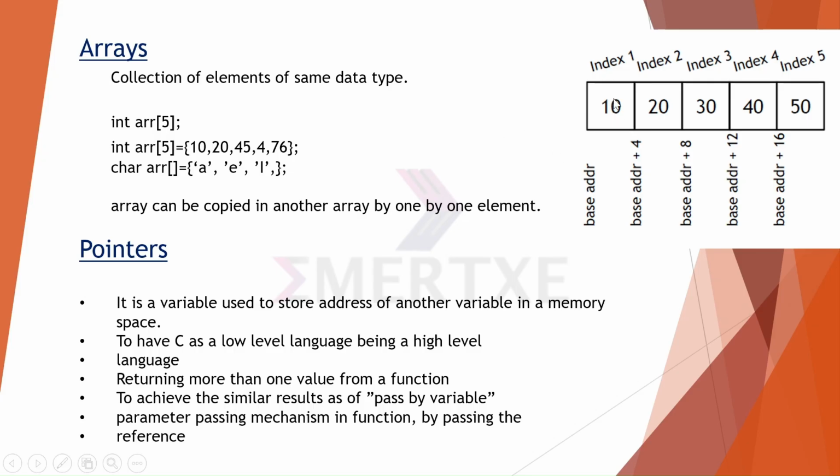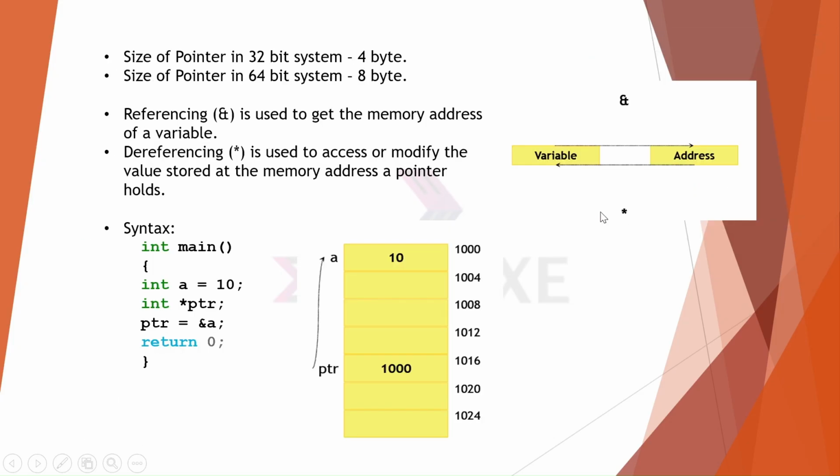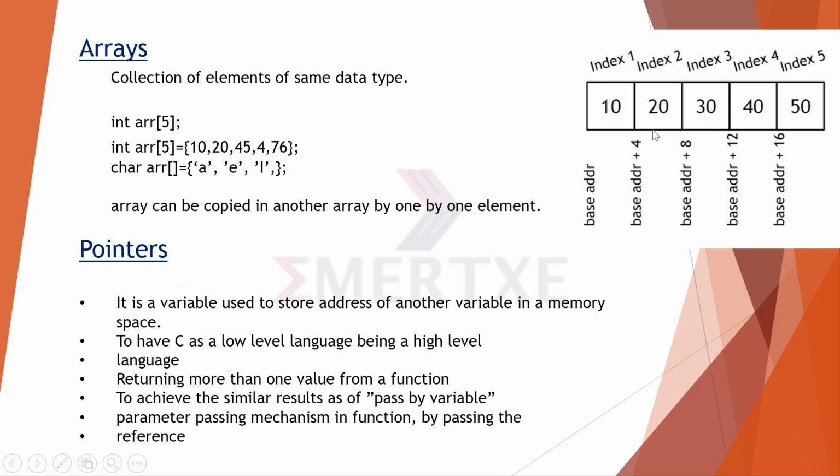So arrays have index positions: index 0, index 1, index 2, index 3, and 4, starting the index from 0. Then we have the address of each index value, and for the integer type the address value is incremented by 4, like it has 1000, then plus 4. This block 20 has address 1000 plus 4, and block 30 has address 1000 plus 8, and so on.